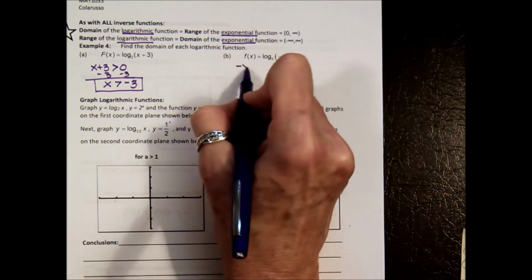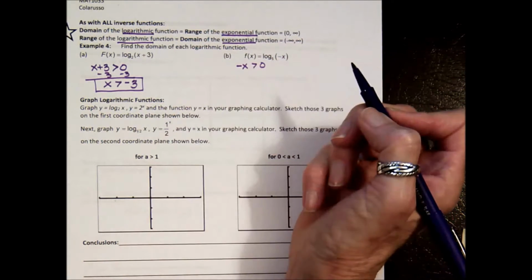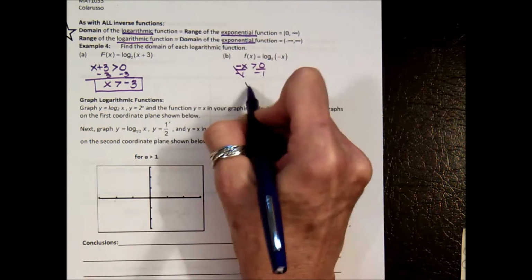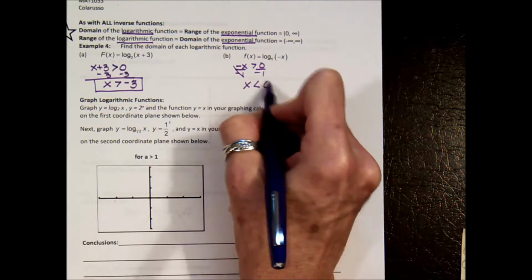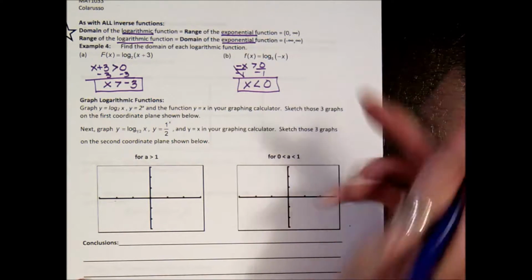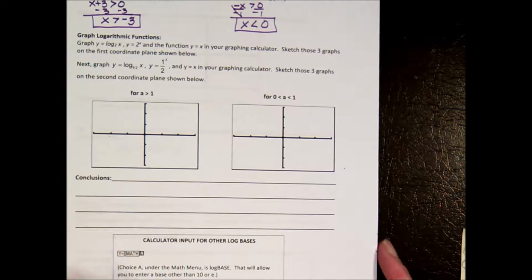Here, I know that negative x must be greater than 0, but I want to know what x is, so I divide by negative 1. Dividing by a negative causes my sign to flip, and here I know that the domain is x must be less than 0.